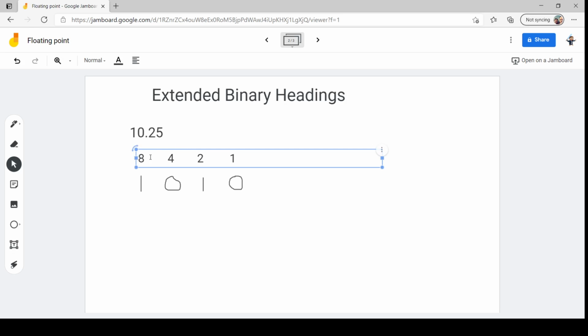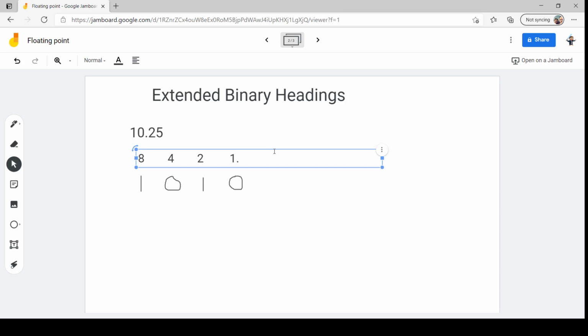4 is 2 to the power 2, and 8 is 2 to the power 3. Now, if we put in a decimal point here, we are now moving to the right of the decimal point. I know you'll remember this from maths: if you go below 0, so if you take away 1 from 0, you get minus 1, then minus 2, minus 3, minus 4. So you get negative numbers.